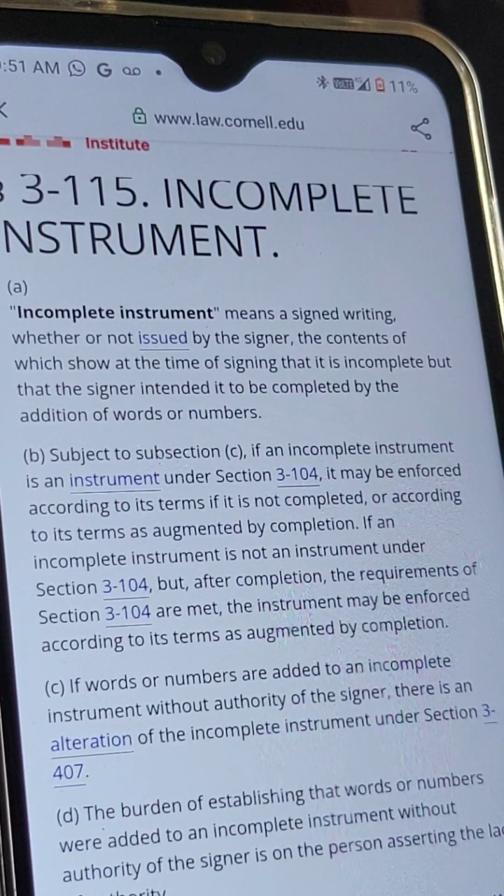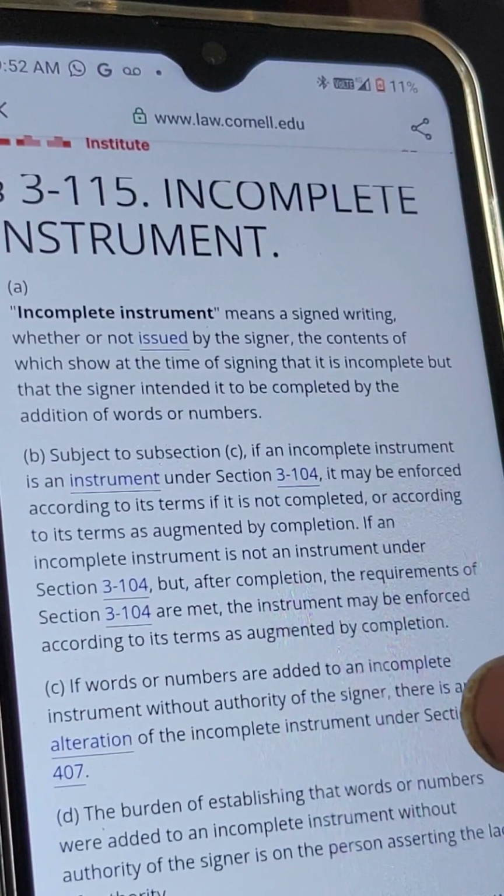C, if words or numbers are added to an incomplete instrument without authority of the signer, there is an alteration of the incomplete instrument under section 3-407. D, the burden of establishing that words or numbers were added to an incomplete instrument without authority of the signer is on the person asserting the lack of authority.